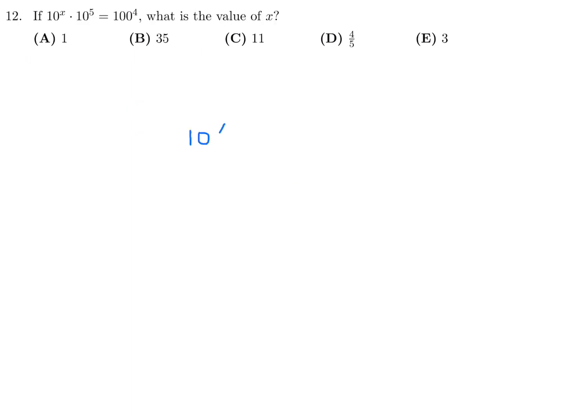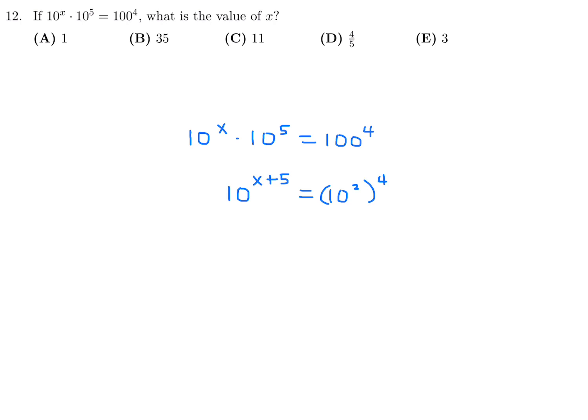10 to the power of x times 10 to the power of 5 is equal to 100 to the power of 4. What is the value of x? Well, using exponent rules, this part just becomes x plus 5 as the exponent. This is 10 squared to the power of 4.